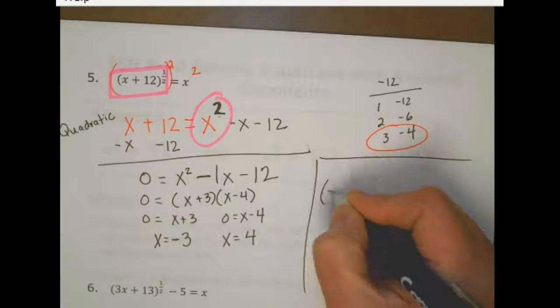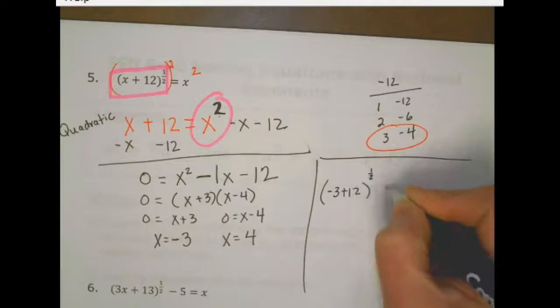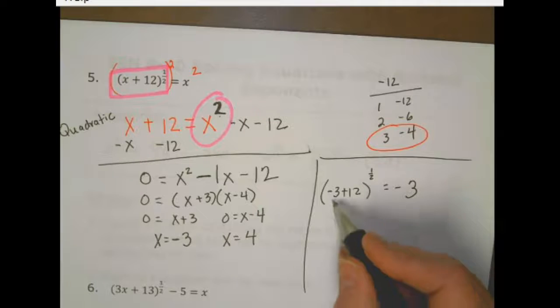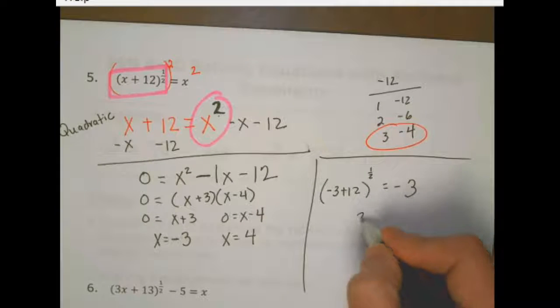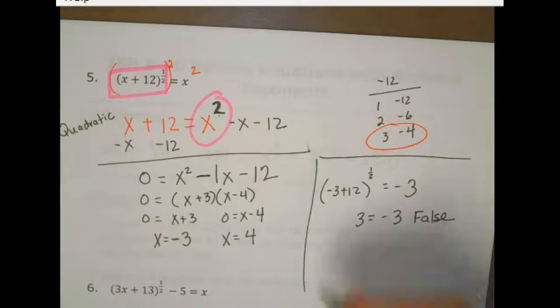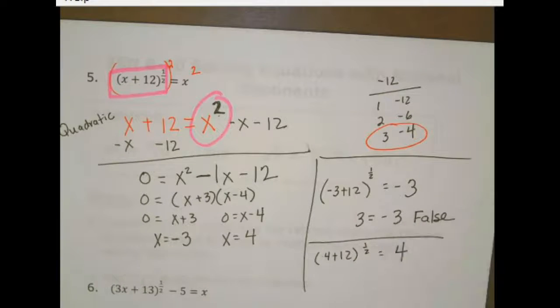So, negative 3 plus 12 raised to the 1/2 power, is that equal to negative 3? So that would be positive 3 equals negative 3. That is false. You have to have the same number with the same sign. So I have a positive 4 plus 12 raised to the 1/2 power. Is that equal to 4?